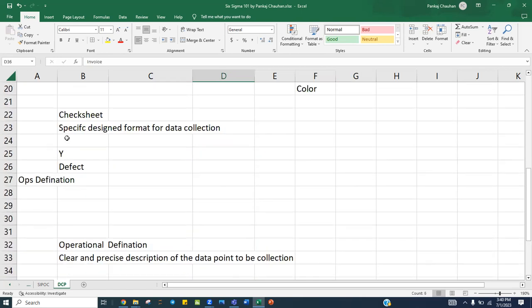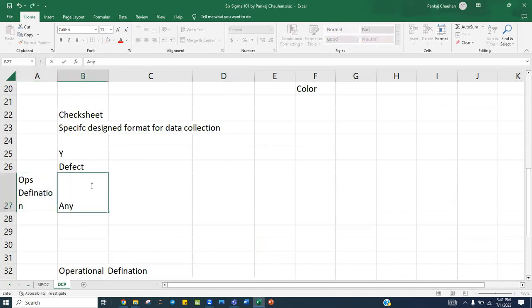So if I say defect, what is the operational definition for the defect? Defect is any deviation from a specification.